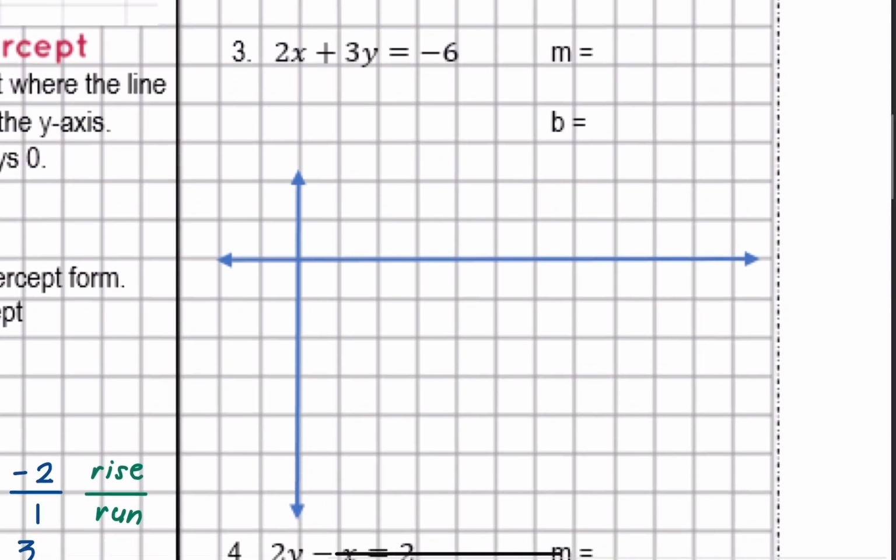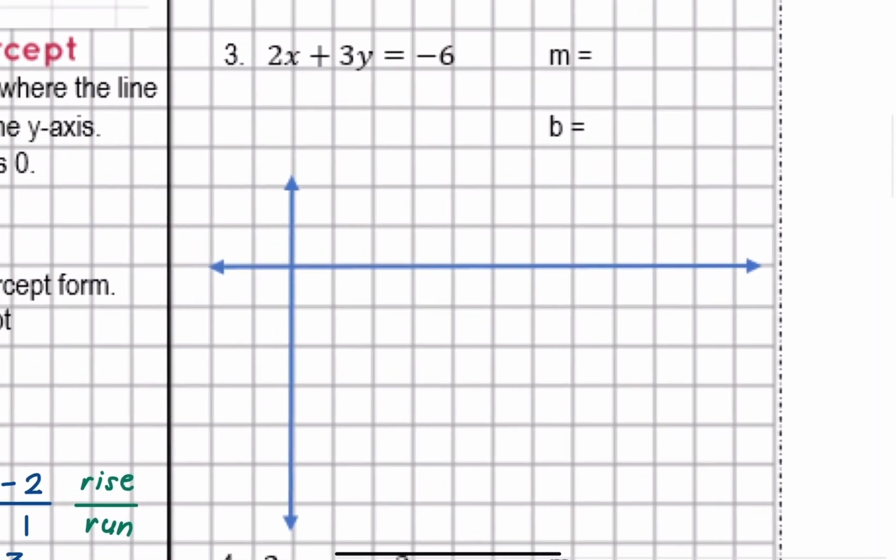Okay, let's move on to number 3. So the given for number 3 is 2x plus 3y is equal to negative 6. Again, we have to make this in the form y is equal to mx plus b. So here, we have to eliminate 2x on the left. We have to move it to the right. So we can eliminate 2x by subtracting 2x from both sides of the equation.